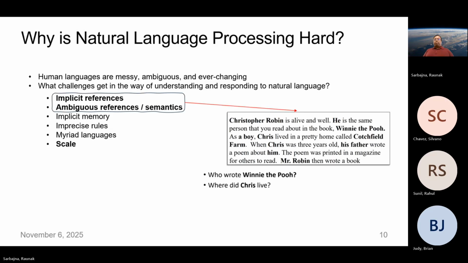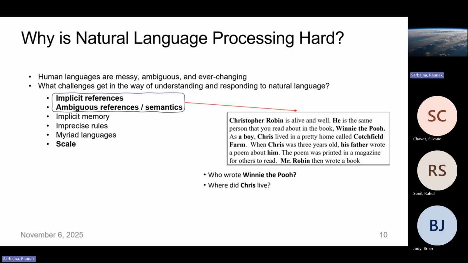So contextual things like this, like you have a paragraph. This is considered one of the fundamental problems of NLP. If you have taken an NLP class before, you have probably seen this paragraph, and your model has been asked to decode this paragraph, right? So if you give an LLM a paragraph like this, and you ask questions like those that are written, who wrote Winnie the Pooh? Where did Chris live?